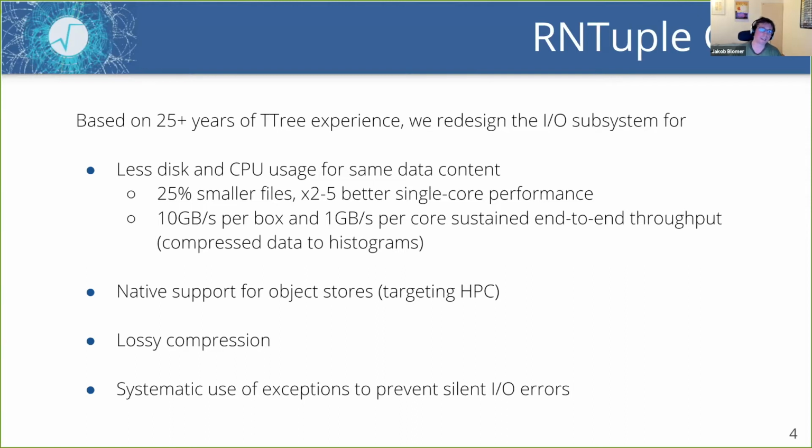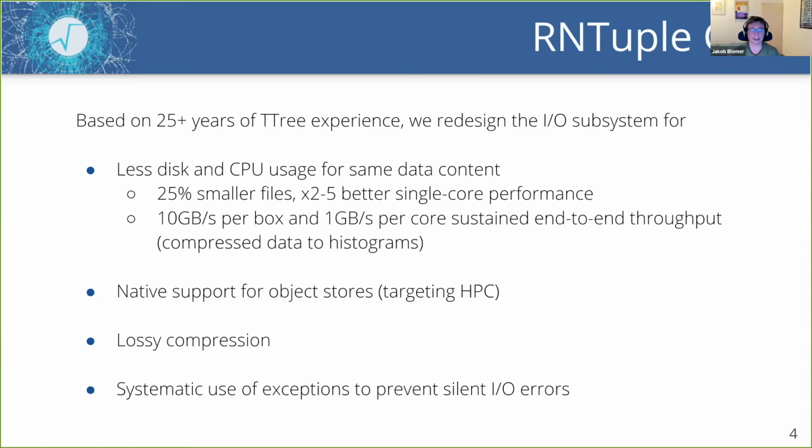In absolute values, what we would like to sustain and show is possible is 10 gigabytes per second per box, or at the same time, 1 gigabyte per second per core, end-to-end throughput, from compressed data to histograms. Then we would like to natively support object stores, especially important for future HPC systems.